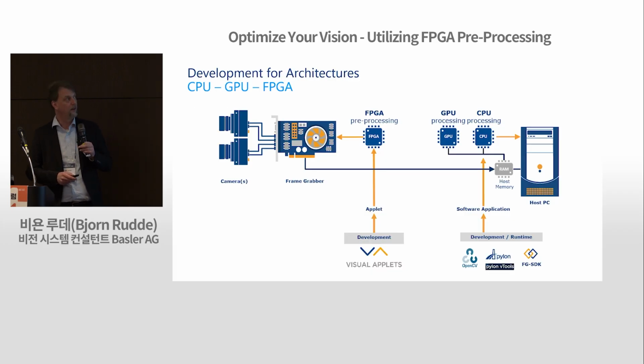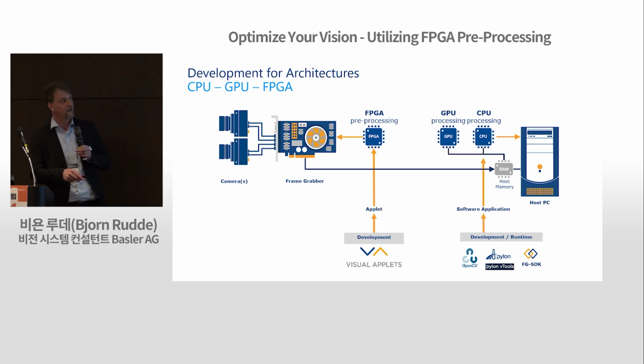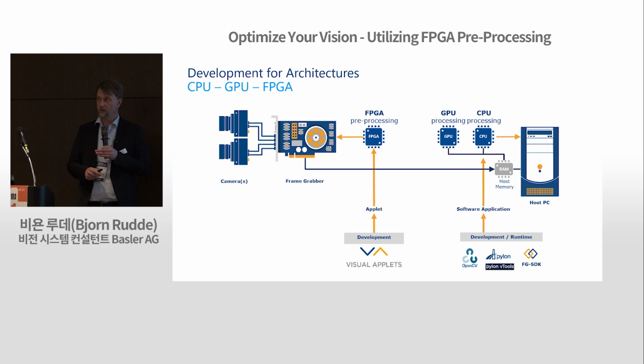So when it's now about the development for these architectures, I already explained this, that Visual Applets is a development tool to develop something that is running in the FPGA of the frame grabber. For the GPU and the CPU, you have different software approaches that work on these images, and the interfacing is always related to the host memory. So the frame grabber can forward its results into the host memory of the PC so that the PC can directly take over doing some CPU or GPU processing based on the known libraries or also on Pylon V tools, for example.